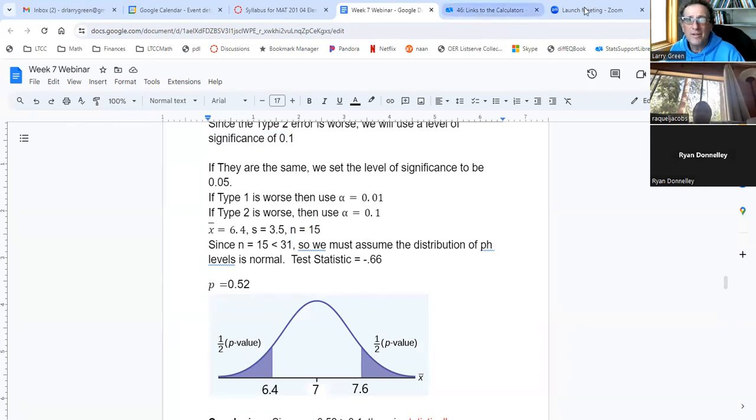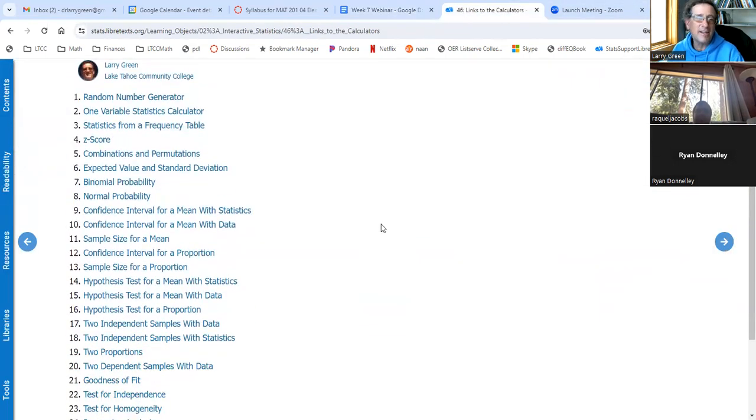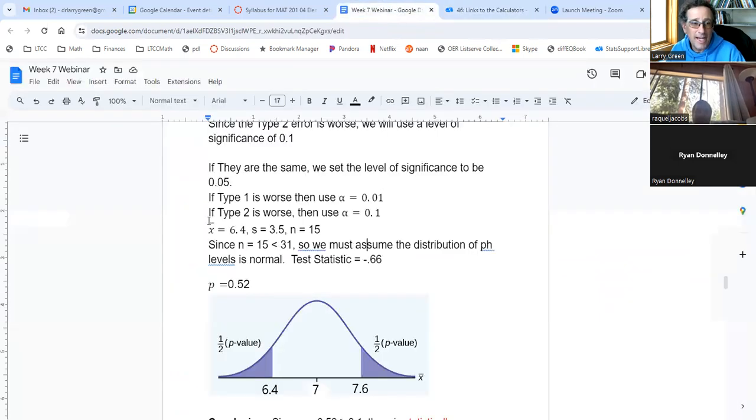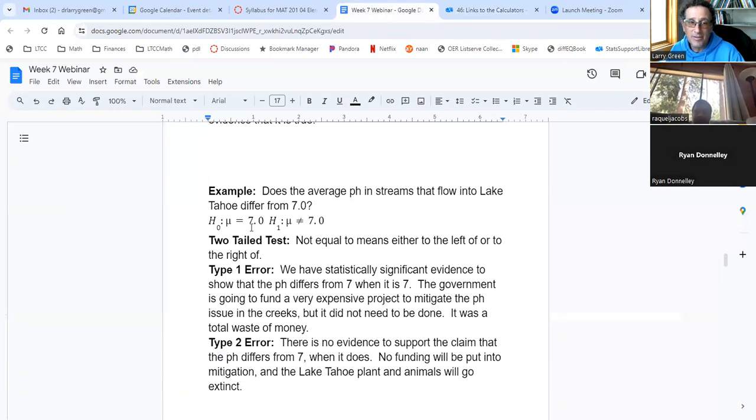Okay, so we're going to do the calculator. Which calculator do you think we're going to use? Let me show you again what we've got. X bar was 6.4, S was 3.5, N was 15. We have our H naught and H1. Mu is equal to 7.0, mu is not equal to 7.0.